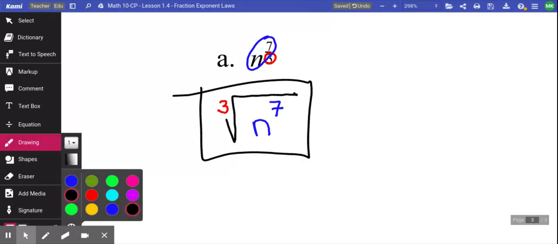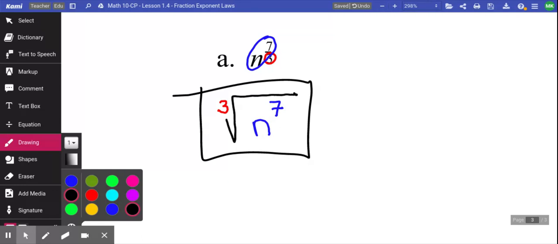Perfect. Things I want to stress that sometimes happen. Write your numbers nicely. Take the time to write that 3 small, so it's right here and doesn't look like a coefficient out front. Make sure it's small and right up in that little spot.